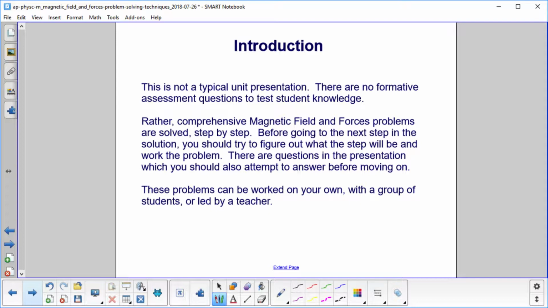Before going to the next step in any of the solutions, try to figure out what the step will be and work the problem yourself. There are questions in the presentation which you should also attempt to answer before moving on. You can do this on your own, with a group of students, or led by a teacher.